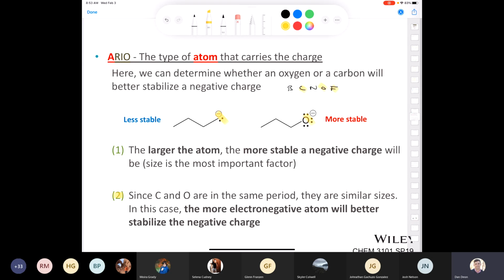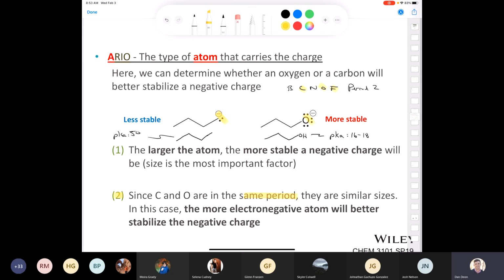So when we compare atoms in the same period, these are all from period 2, we use electronegativity to decide which one will better stabilize the negative charge. The answer is that this is the more stable conjugate base, therefore its conjugate acid is stronger. If we drew the conjugate acid, this is a stronger acid than this. Going back to the table, an alcohol has a pKa of around 16 to 18, and an alkane has a pKa of around 50. So that makes total sense.